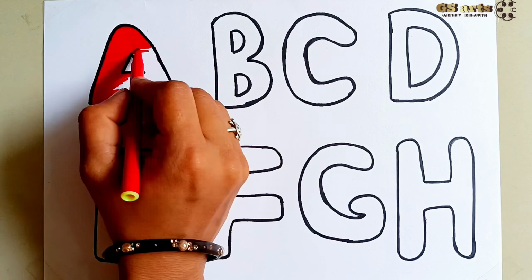Q is for queen. Yellow. Qua, qua, queen. R is for ring. Ra, ra, ring. S is for snake. Sa, sa, snake. T is for tennis. Ta, ta, tennis. Purple.